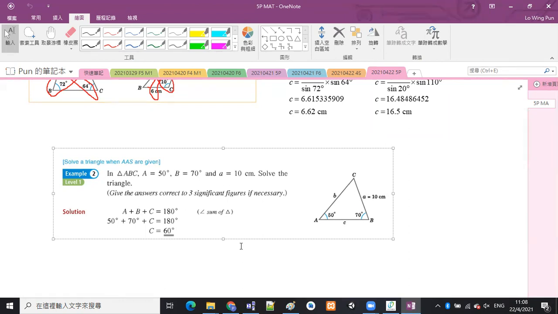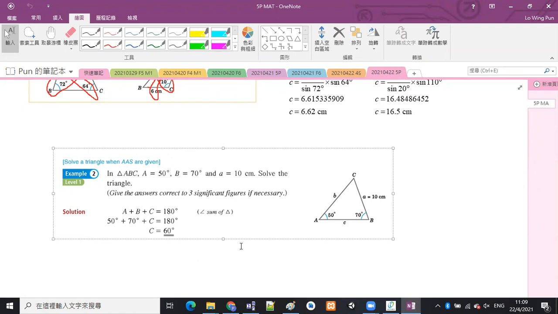Okay, how many lengths are there in a triangle? Yes, 3 lengths, and we just know one of them, right? One of them is given. Then we need to find the other 2 lengths. How many angles are there in a triangle? There's 3, and we know 2 of them. So we need to find the 3rd one. Okay? So if the question asks you to solve the triangle, it means that we need to find out all the other lengths and angles.